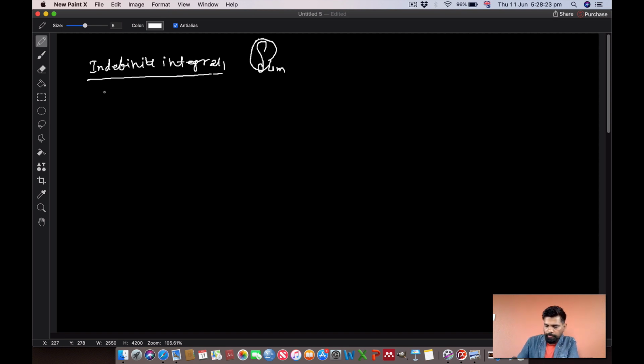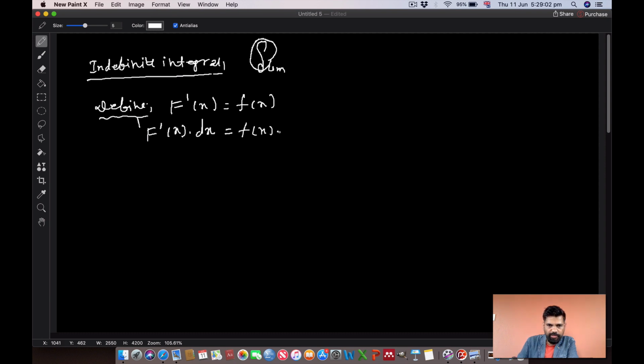From the definition, how can we define this integral? Mathematically we write f prime x is equal to f x. What does it mean? Or in another symbolic form we can write f prime x dot dx is equal to f x dot dx.